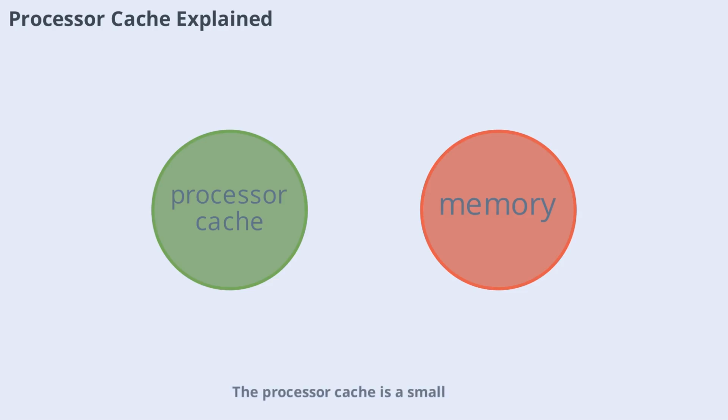The processor cache is a small, fast memory inside the CPU that stores frequently used data. This helps speed up processing by reducing the time needed to access information. We'll explain the different levels of cache, how they work, and why they matter for performance.